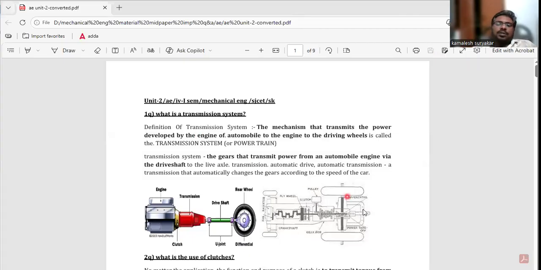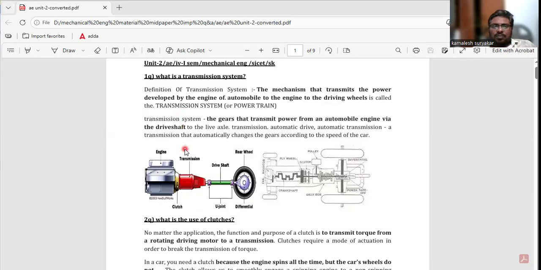So welcome to this second unit of automobile engineering. In the second unit, I am going to cover some important questions. You can see the first question I'm taking: what is the transmission system? Totally, the second unit is about the transmission system.